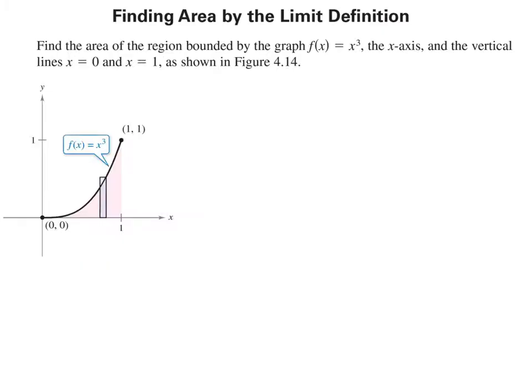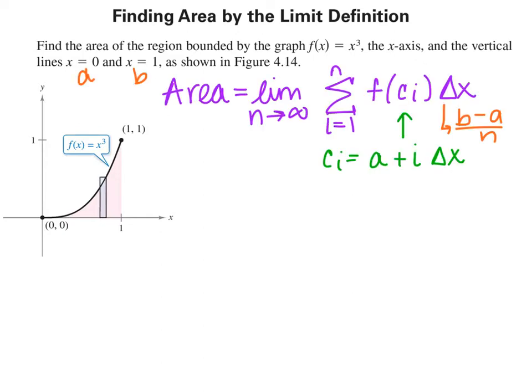Okay, let's put it into practice. So let's say I have a function, x cubed, and I want to bound it by the x-axis, and x equals 0 and x equals 1. So I approach this first with this area equation in terms of the limit definition. And as a reminder, this c sub i is a plus i times delta x, and delta x is our (b minus a) over n, and b is 1 and a is 0.